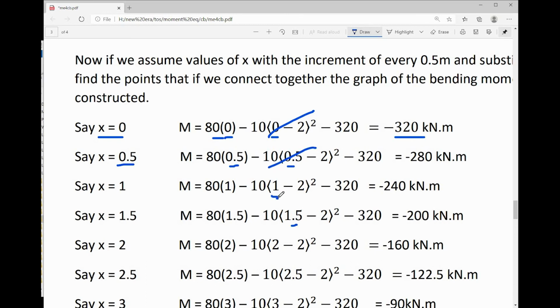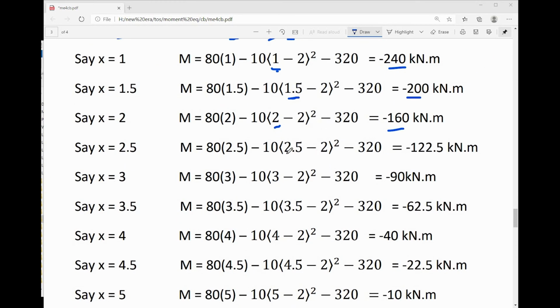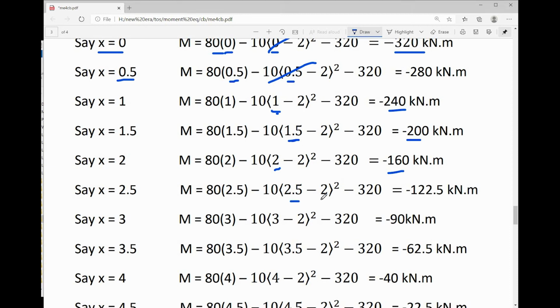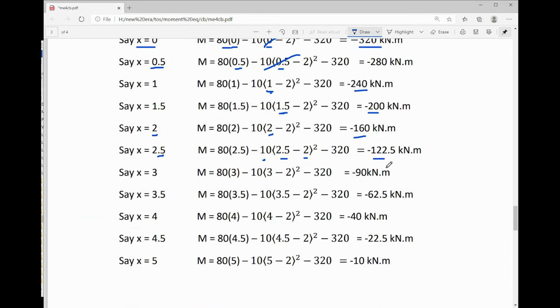At x = 1 meter and x = 1.5 meters, using the same argument, the second term of the equation will not exist. We can solve for the corresponding values of M, which are negative 240, negative 200, and negative 160 kilonewton meter respectively. At x = 2.5 meters, we can observe that 2.5 minus 2 is a positive number. Therefore, the second term of the equation will exist at x = 2.5 meters, or x greater than 2 meters. If we now calculate the corresponding M, it is negative 122.5 for x = 2.5 meters.